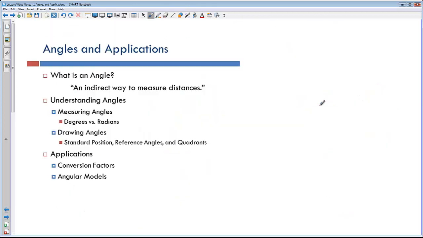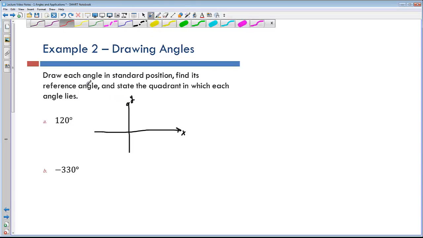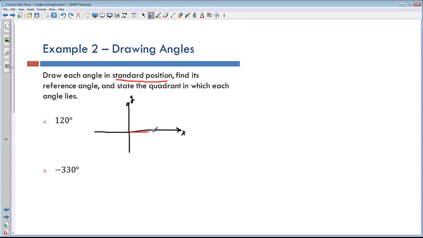Okay. So what's next? We want to talk a little bit about drawing angles in standard position, reference angles, and the quadrants, which we've sort of already mentioned. So let's just look at some examples here. So we want to look at this angle, 120 degrees. So to draw that angle, I'm going to draw this sort of x and y axis here. So here's the x and here's the y. And to draw 120 degrees in standard position, so what standard position means is you always start the angle along the x-axis. So there's my start of my angle.